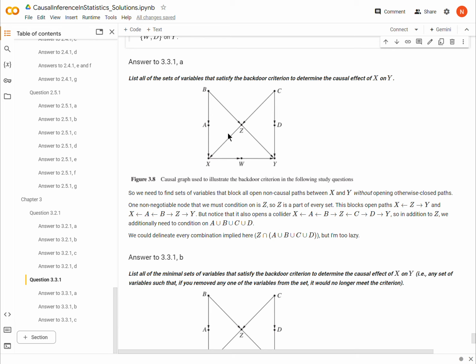And so in addition to Z, we would also need to condition on some of these other variables. So Z as well as A or B, right? Because those will block the path that goes X, A, B, C, D, Y, right? Or we can condition on C or D. So it's Z and then one of these other variables around the outside.